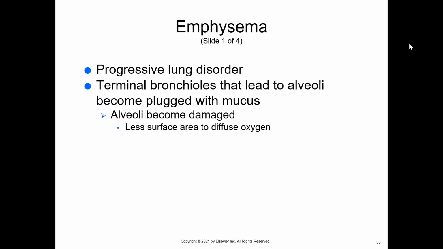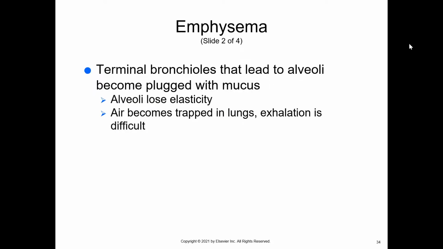These become plugged with mucus. The alveoli become damaged, and many alveoli become a large alveolus, and that causes a loss in surface area and a decreased ability to diffuse oxygen and carbon dioxide across those membranes, and air becomes trapped in the lungs because of those things. The alveoli will lose elasticity, and again, air becomes trapped in the lungs. Exhalation is difficult.